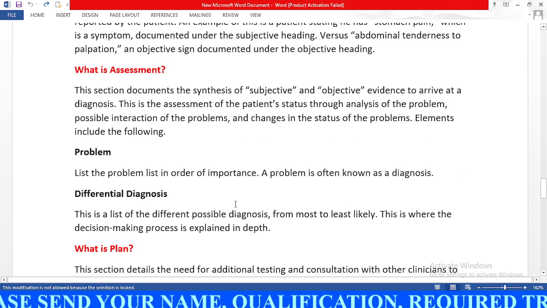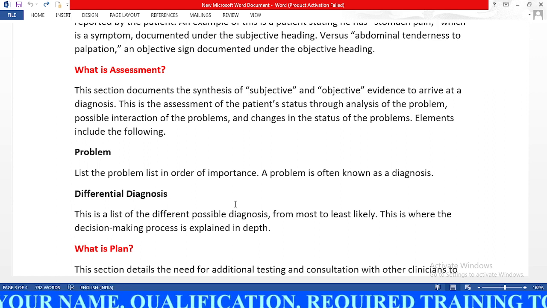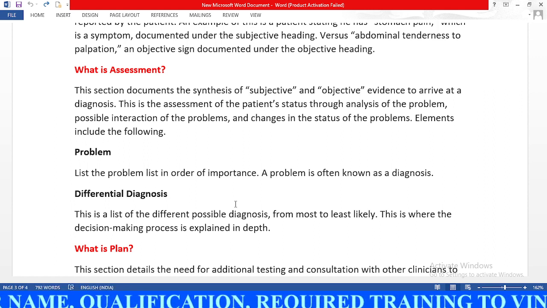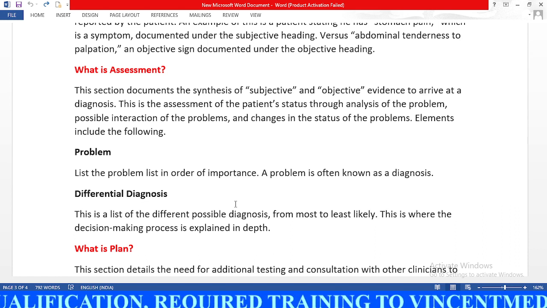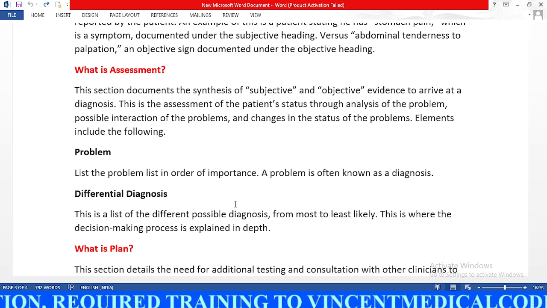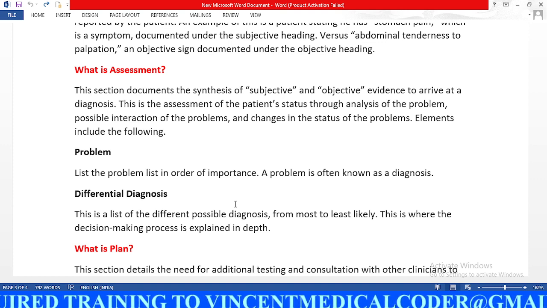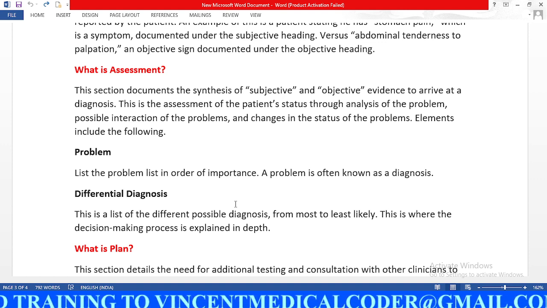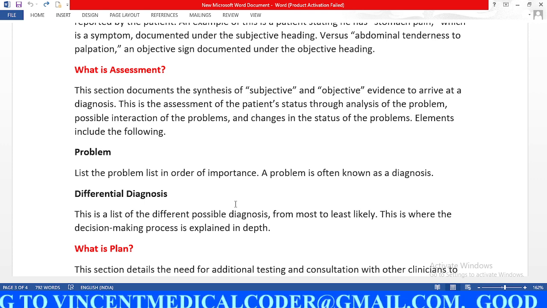So in SOAP format, the third one is A, which is assessment. So what is assessment? This section documents synthesis of subjective and objective evidence to arrive at a diagnosis. So assessment contains a combination of subjective and objective terms. This is the assessment of the patient status through analysis of the problem, possible interaction of the problems, and changes in the status of the problems.